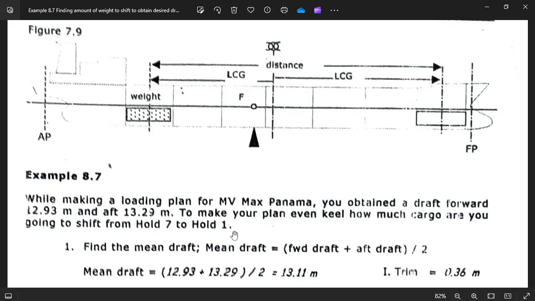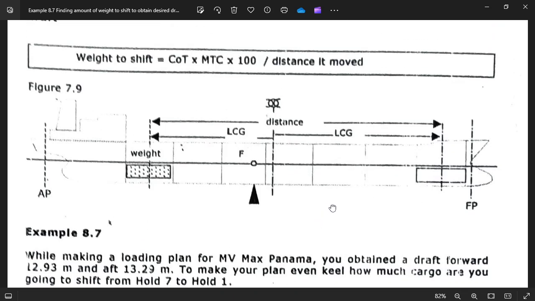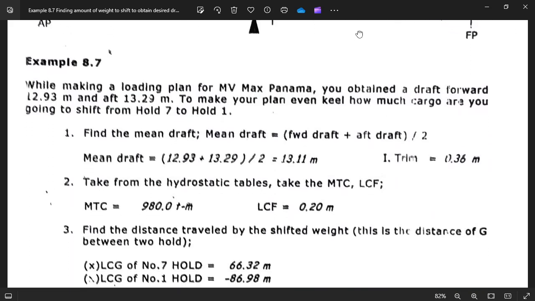Shift from hold number 7 to hold 1. So if this is your hold number 7, you shift it to hold number 1, what will be the weight so that the vessel will be even keel? So he's finding the weight to shift.